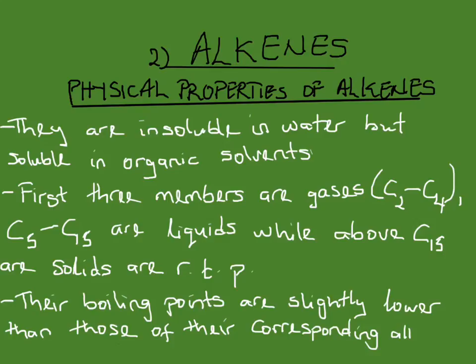What we mean here is this. We say their boiling points are slightly lower than those of their corresponding alkanes, meaning that alkanes have a higher boiling point than their corresponding alkenes. If we want to compare, we compare ethane and ethene. Ethane has a higher boiling point than ethene. Propane has a higher boiling point than propene. Butane has a higher boiling point than butene.